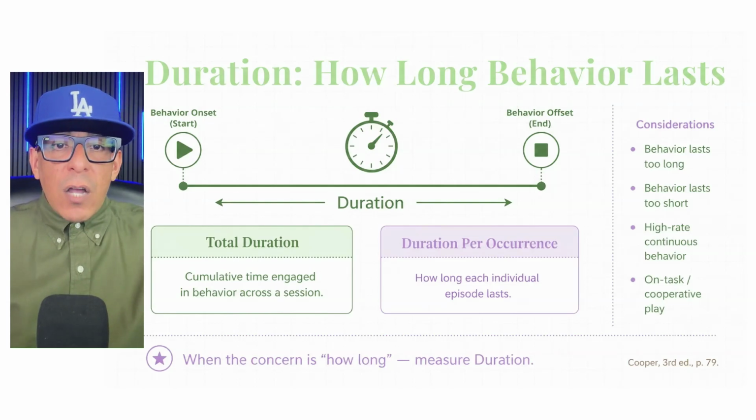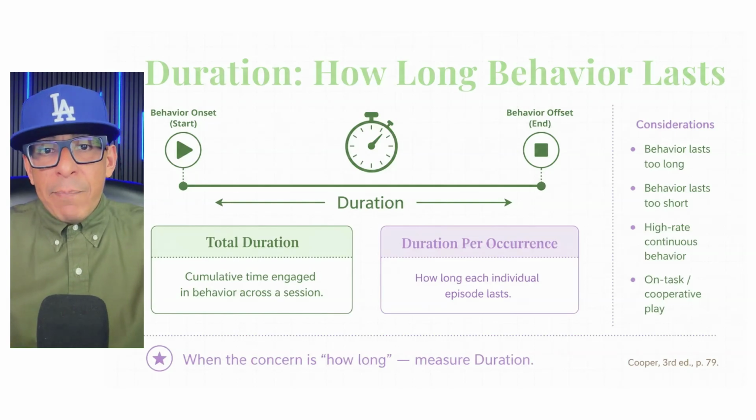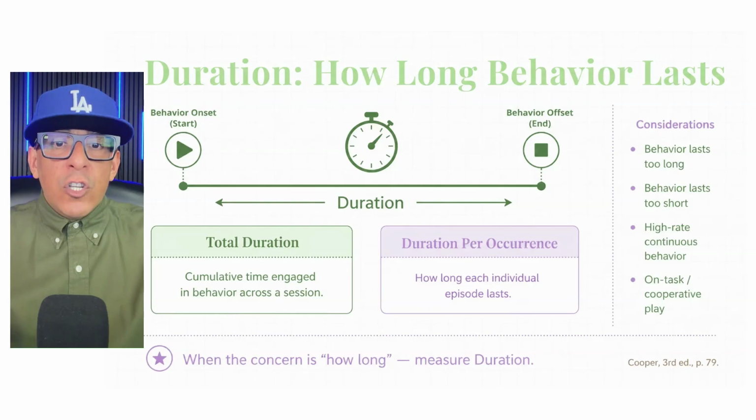Researchers and practitioners commonly measure total duration per session or duration per occurrence. Total duration is the cumulative time a person engages in the target behavior. Duration per occurrence measures how long each instance of the target behavior lasts. On the exam, when the concern is how long, think duration.